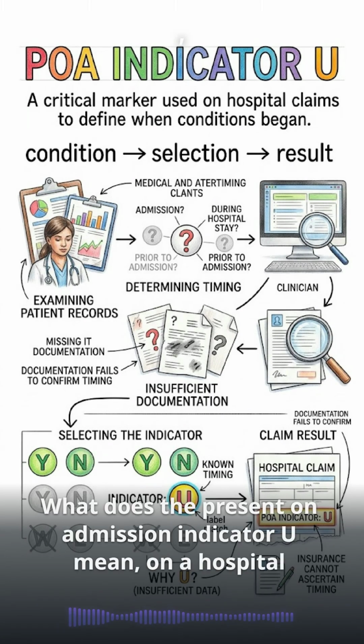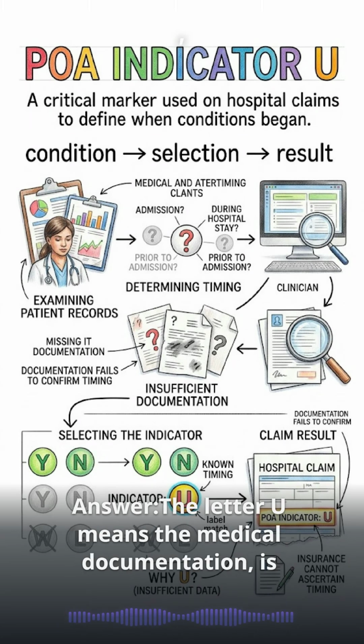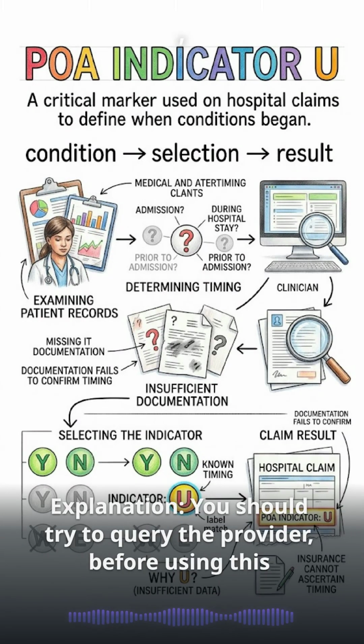110. What does the present on admission indicator U mean on a hospital claim? The letter U means the medical documentation is insufficient to determine the exact timing. You should try to query the provider before using this vague indicator letter today.